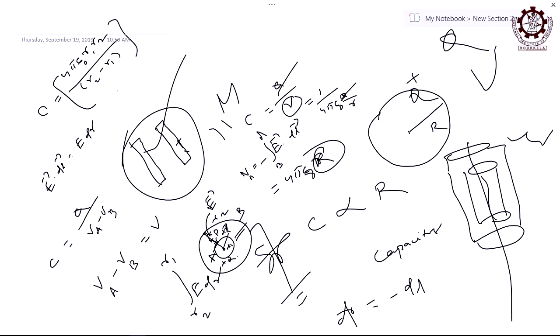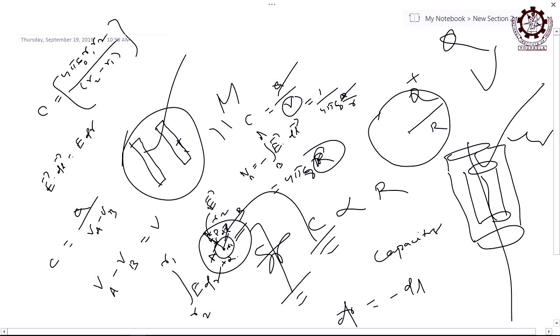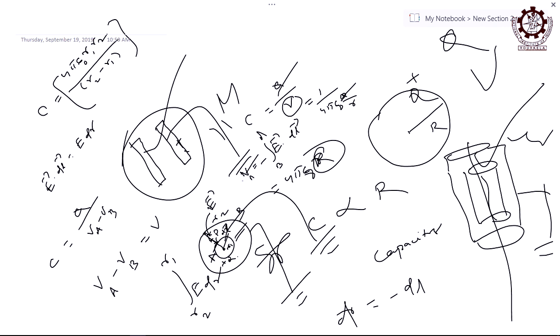Similarly, try yourself for when the inner sphere is earthed. Now I have told you the case when the external sphere is earthed, right. Similarly, try for the inner sphere earthed, and then try it also for the cylindrical capacitor and the parallel plate capacitor: the capacity of the parallel plate capacitor when the outer plate is earthed, and the capacity of the cylindrical capacitor when the external cylinder is earthed, right. Try to do it, we will discuss in the next class.